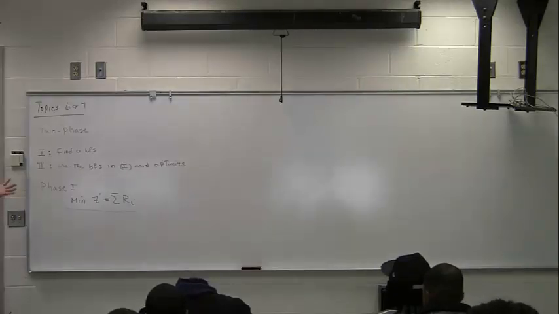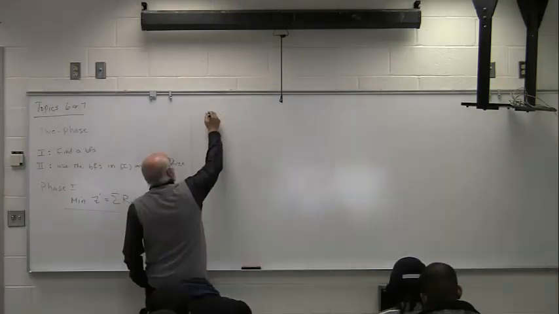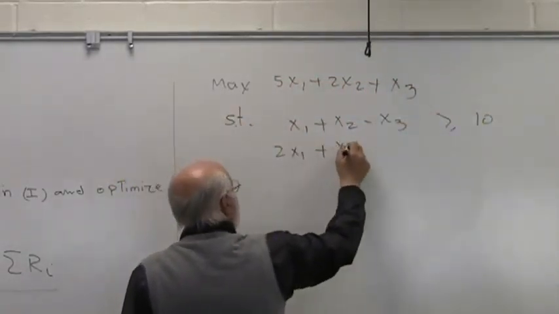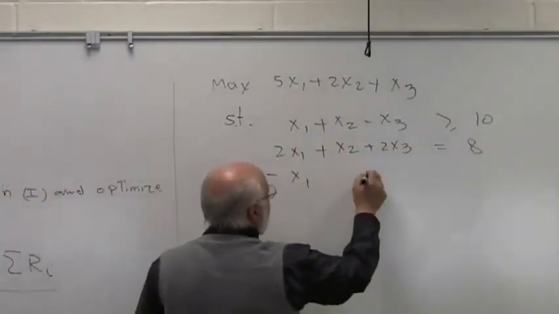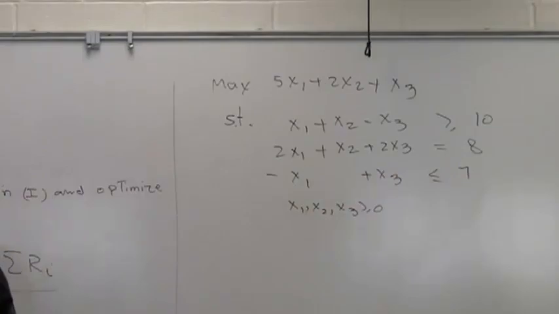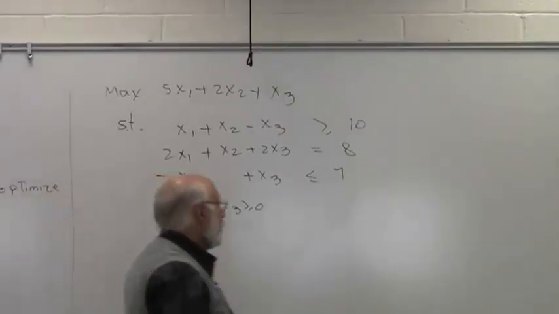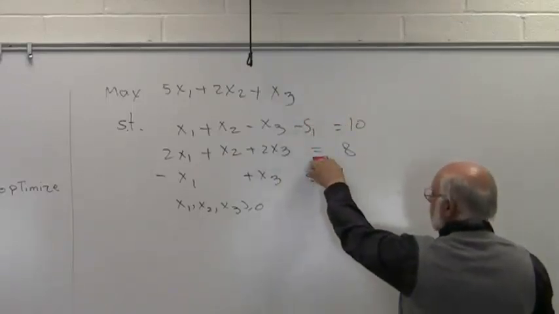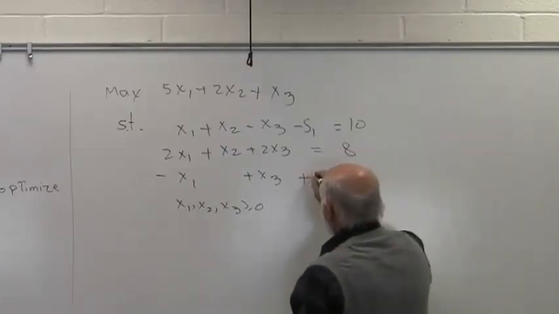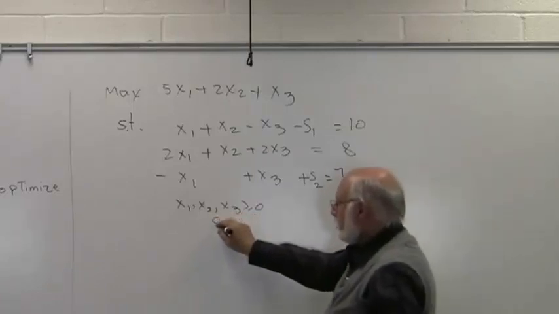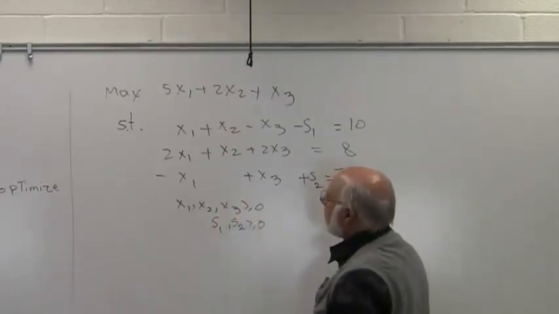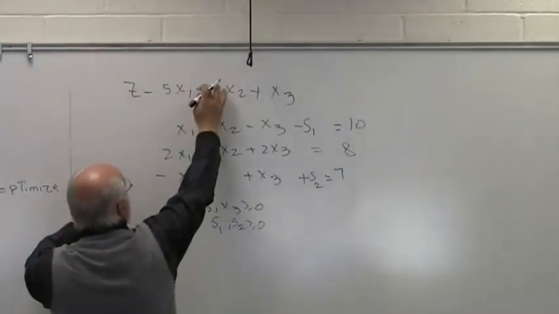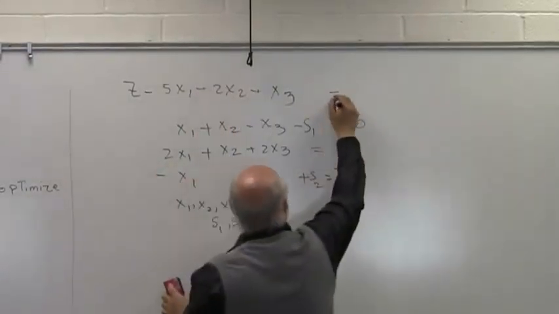So let's do a simple example. Let's make a problem maximize... well, the standard form of the problem, minus S1, no change in here, and plus S2, S1 and S2 greater than or equal to 0. This will go away, that will go away. This becomes Z minus, minus, and minus equal 0.